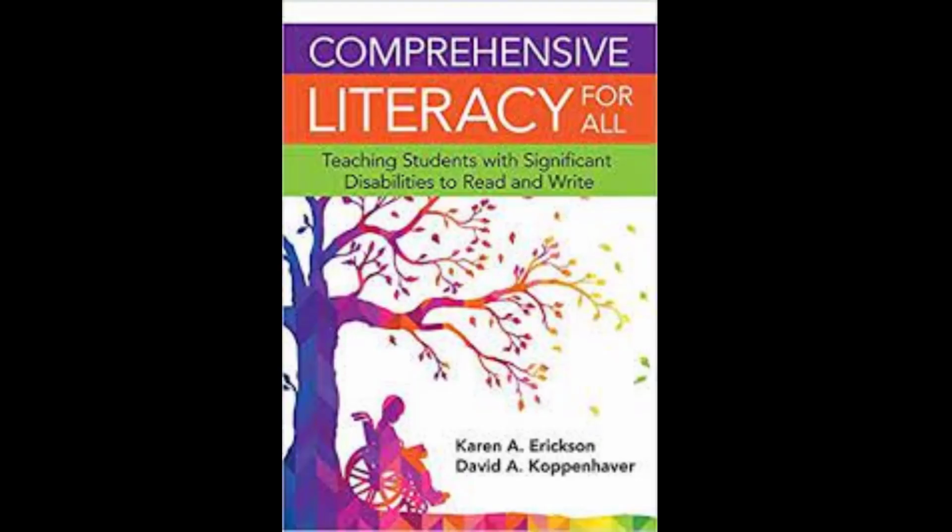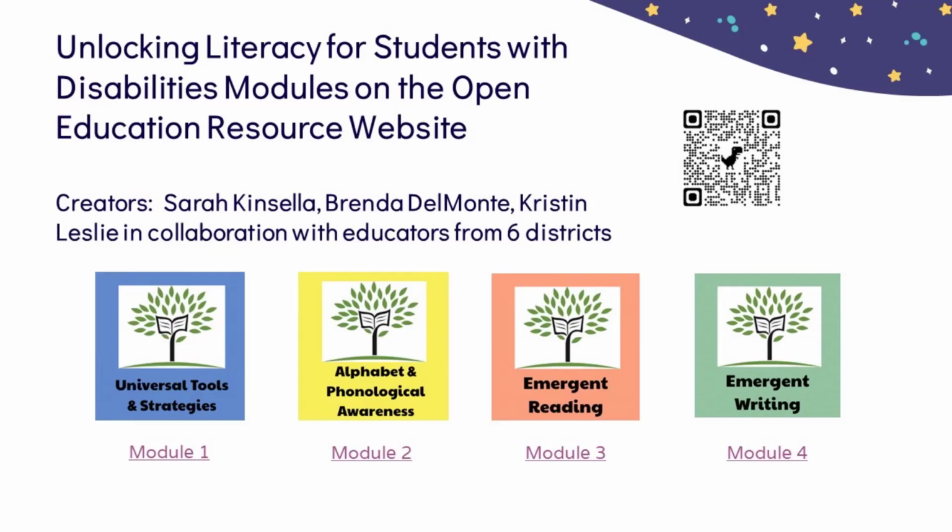The part of the book that's so intriguing is the "for all" part. So for those with complex bodies, for those who aren't able to sound out words out loud, for those who maybe aren't even able to handwrite or use a keyboard. So we wanted to make some modules about what tools could be helpful and what strategies you could use for emergent reading and writing, as well as for conventional reading and writing.